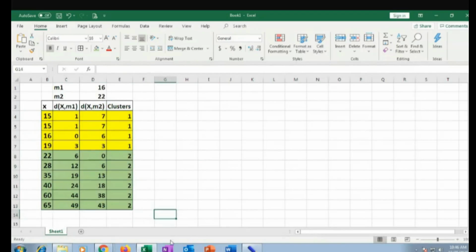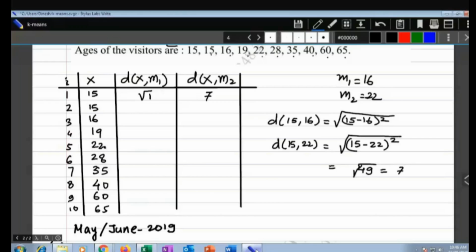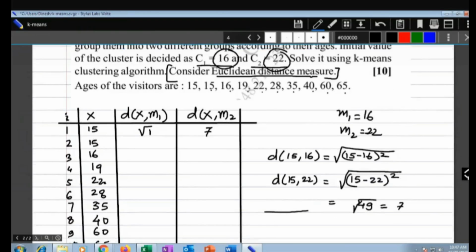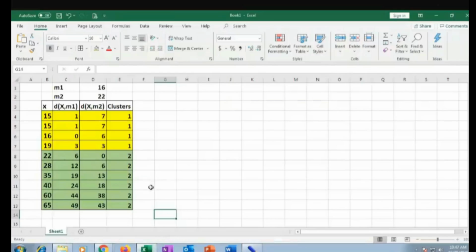That's it. Okay, now what was the question? The question was: the following values are there, we want to group them into two different groups according to their ages. Initial values of clusters are given, and solve it using the k-means clustering algorithm. So this is step one, right? Then what will be the new values of m1 and m2? The new values will be the average of these.